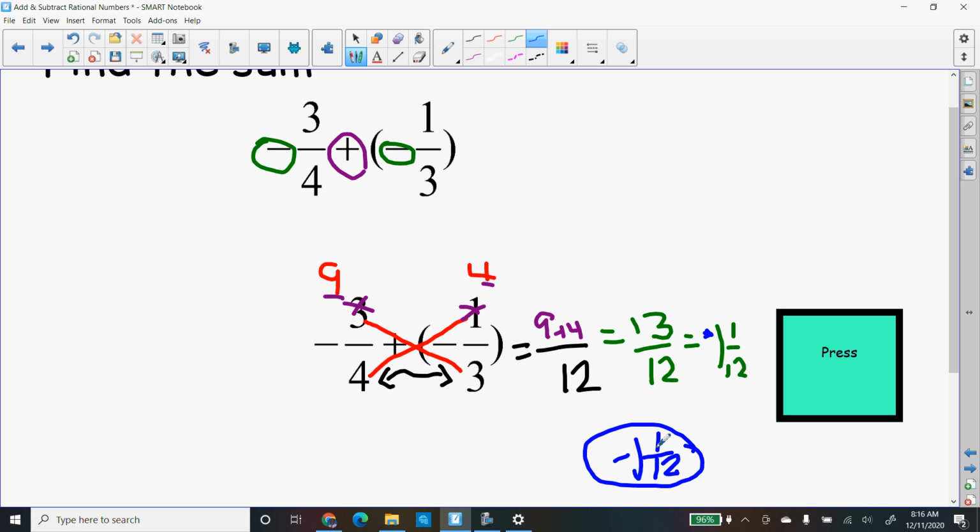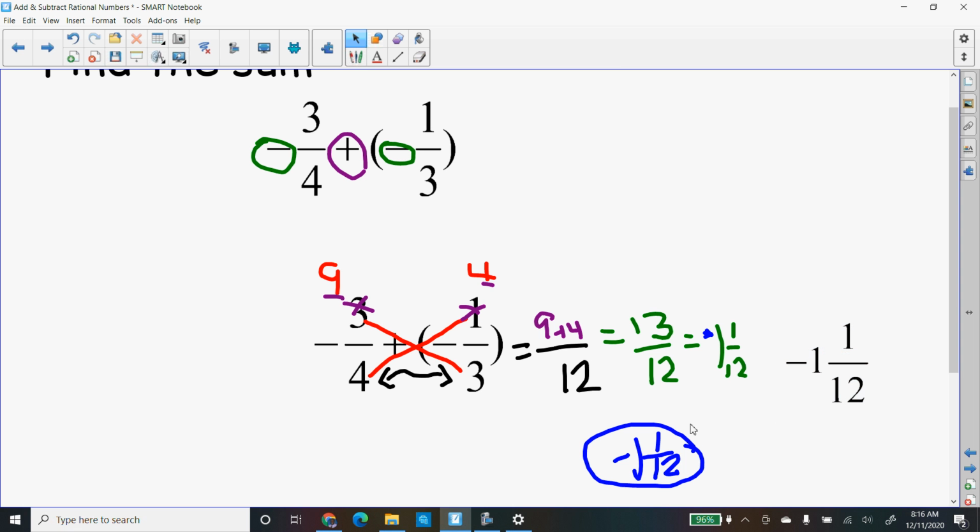Now that's the old-fashioned way of doing it because we're allowed to use calculators these days. Let me press this just to show you that it was correct. So negative 1 and 1/12. So I would say use your calculator as a shortcut. But in case you're not allowed to use a calculator or the calculator is broken, this is a good shortcut way.